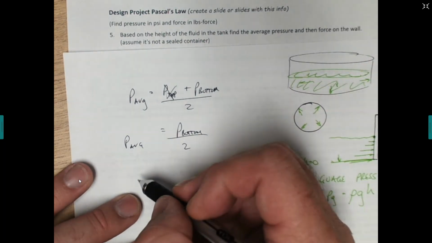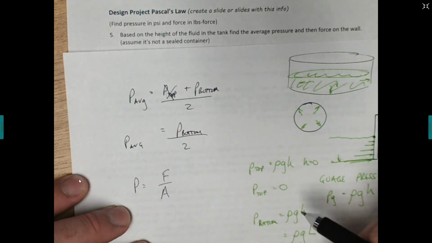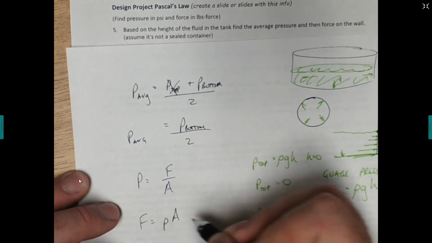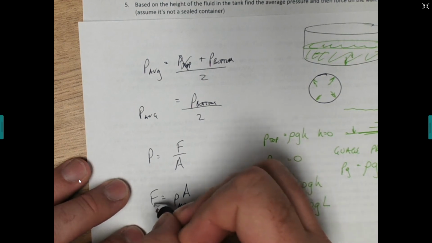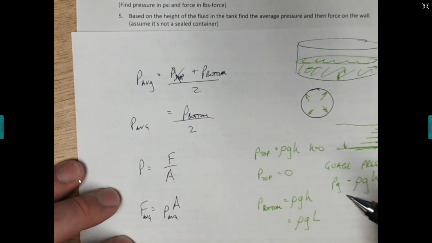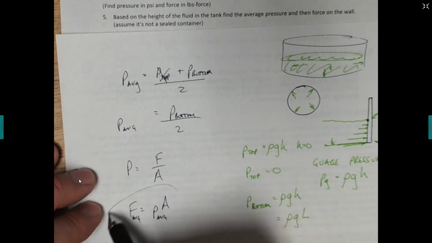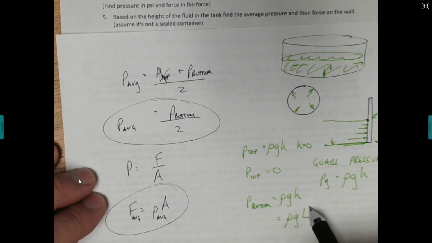Then it says, what's the average force? Well, we know that pressure is equal to force over area. That means force is equal to pressure times area. If we take the average pressure that we just found, we will end up with the average force, which is what we were looking for. And that's all there is to it. So I will let you plug in the numbers, because I think you can do all that. But really, there's how you find force, and there's how you find pressure, right? Don't forget that it's rho GH. And in this case, the H is L.